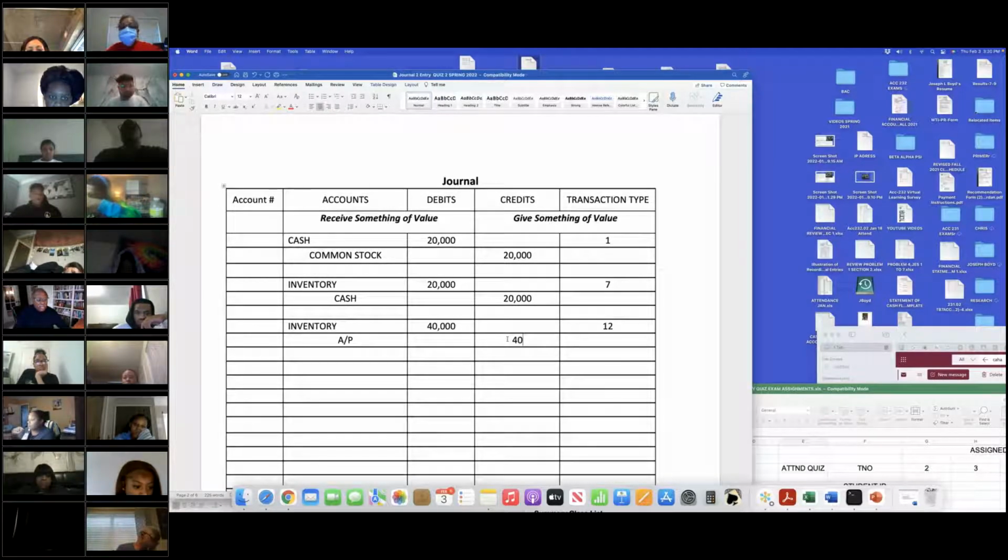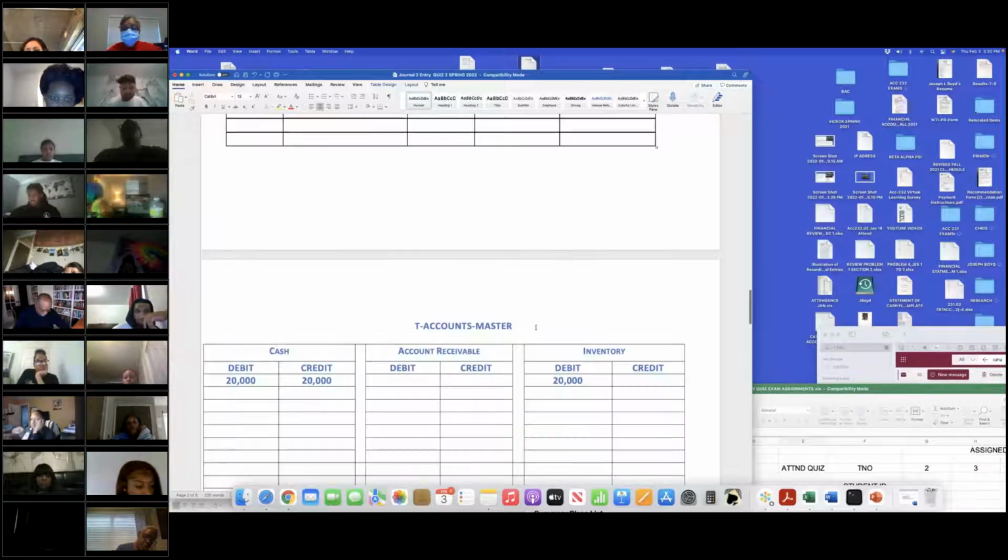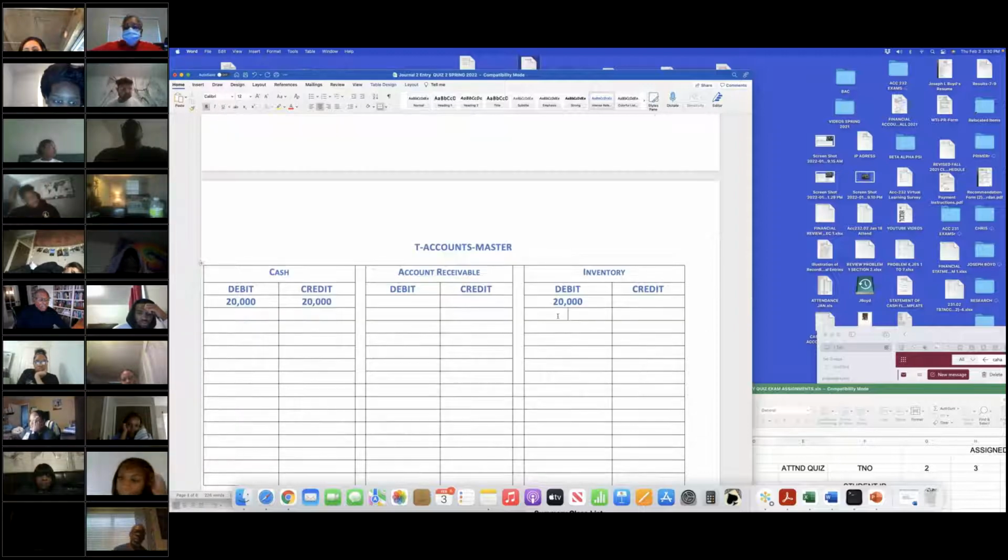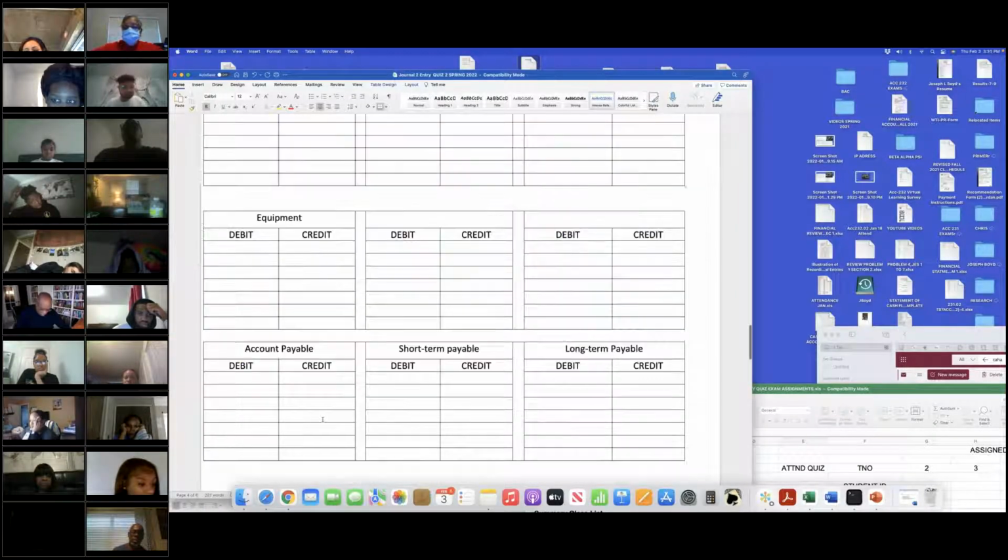So go in here. Inventory gets a debit of 40,000, and accounts payable gets a credit of 40,000. Let's move on to the next journal entry.